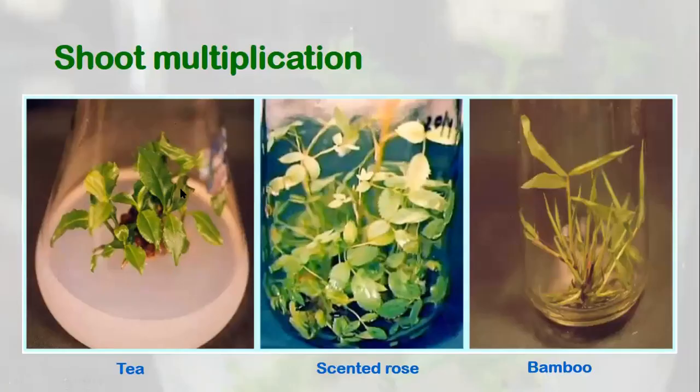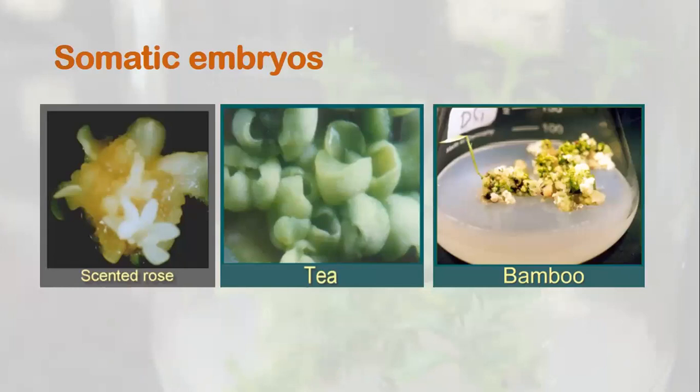This is a shoot multiplication of tea. This is tea shoots. This is the shoot multiplication of one of the very important varieties of rose, that is, essential oil bearing rose. And this is the shoot multiplication in bamboo. This is bamboo. It's a gigantic bamboo, very large bamboo, with big columns in the field. Elite quality bamboo which was selected from there.